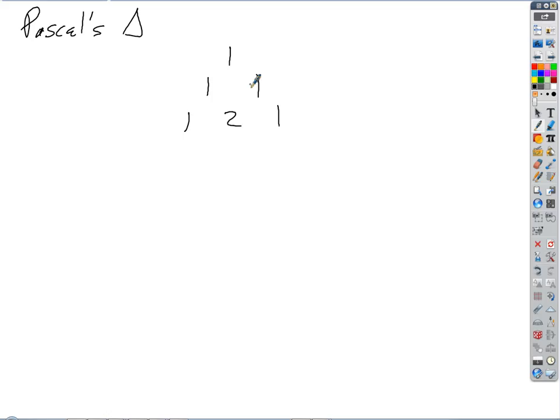So what's the fourth row going to look like? 1. What goes there? 3. And what goes there? 3 and 1. You see how we're getting this? We get the 3s because those are just the sums of the 1 and 2, and then the 2 and 1. What's the next row going to be? 4, 6, 4, and 1. Let's go down one more row. What's the next row going to be? 1, 5, 10, 10, 5, 1.